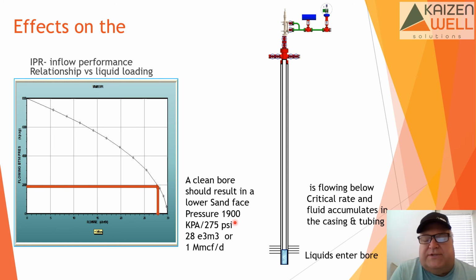So everything that we do now, critical rate is a number. It's not an exact number. Different weights of fluids and all that, of course, affect all of it. But it gives you a good idea when you're looking at a well and you're starting to see your casing pressure increase and your production drop. It's good to have that understanding of what critical rate is.